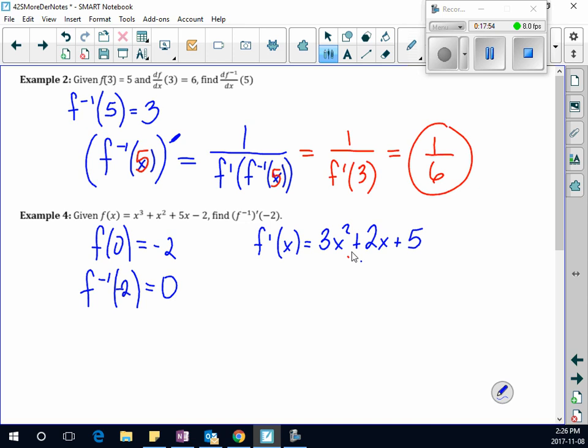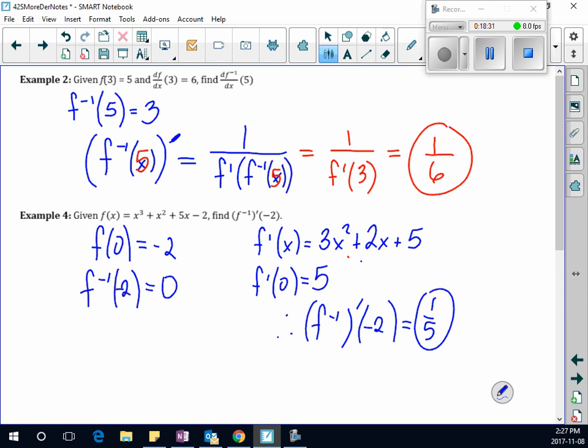You've got to plug in to find out what the... No, we don't need the inverse of that. We need the slope so we can reciprocate it. What slope are we looking for? Do you see the inverse as the 0? So if we plug 0 in, we'll get the slope, and then all we have to do to find that is reciprocate it. So f prime of 0 is 5. Therefore, the inverse derivative at -2 is 1/5. Done.